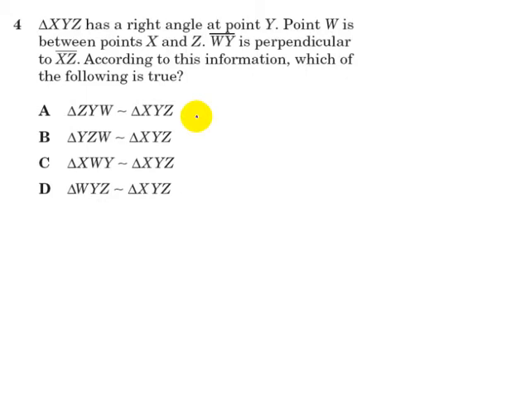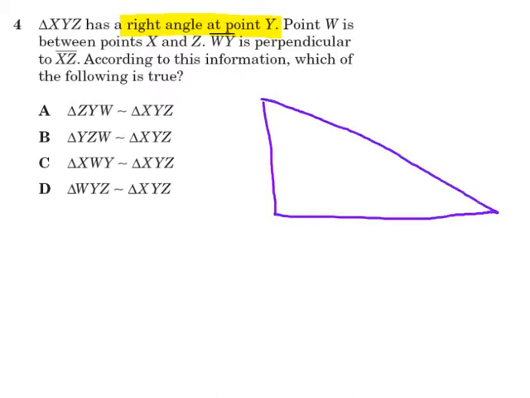Now, they didn't give us a picture, so the first thing I want to do is draw a picture. I know that I've got a right angle at Y. So I know I've got a right triangle with the right angle at Y. So I'll start with that. I'm going to call this Y because it's right. And I'll just label X and Z.